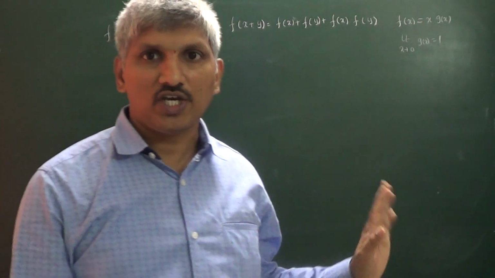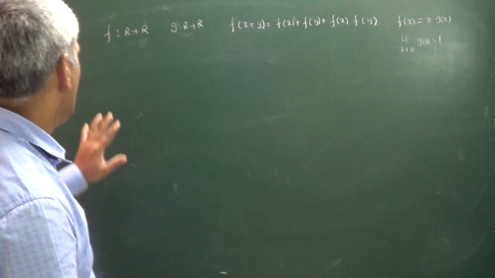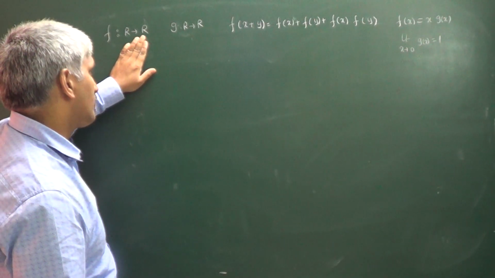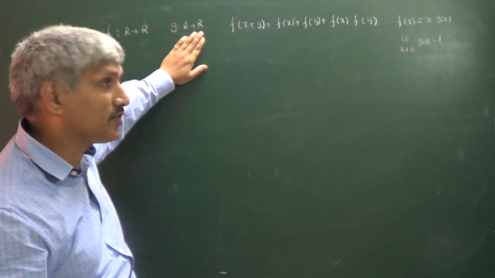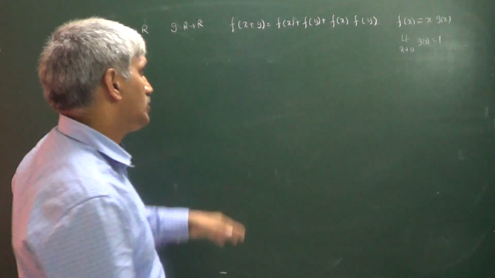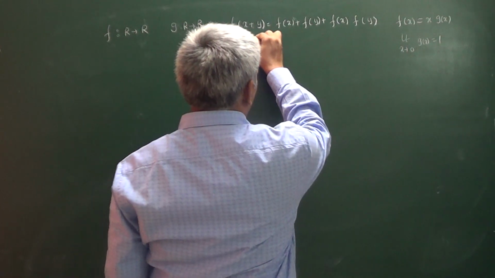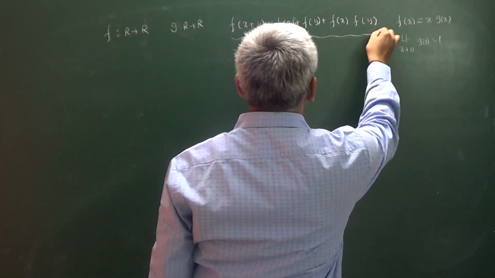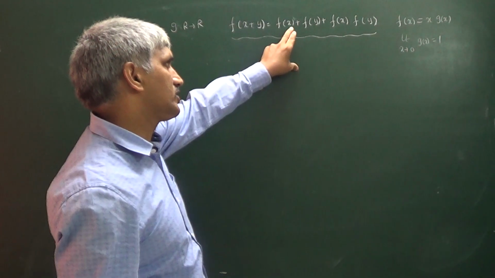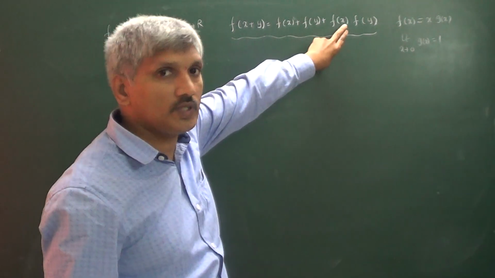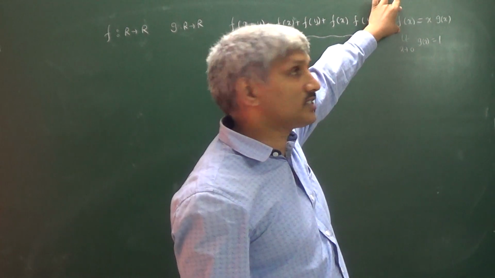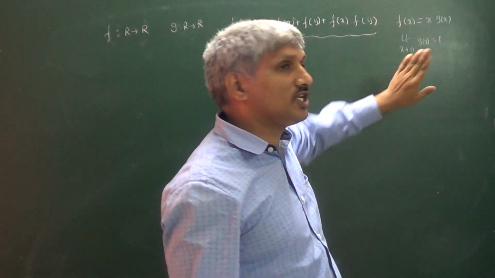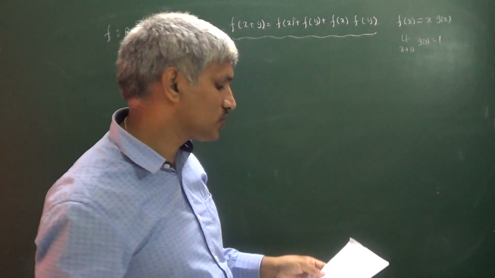What he is asking, we will discuss later. So f is a function defined from real numbers to real numbers. g is also a function defined from real numbers to real numbers. This is the functional equation given: f of (x plus y) is equal to f of x plus f of y plus f of x into f of y. f of x is equal to x into g of x. Limit x tends to 0, g of x is given as 1.